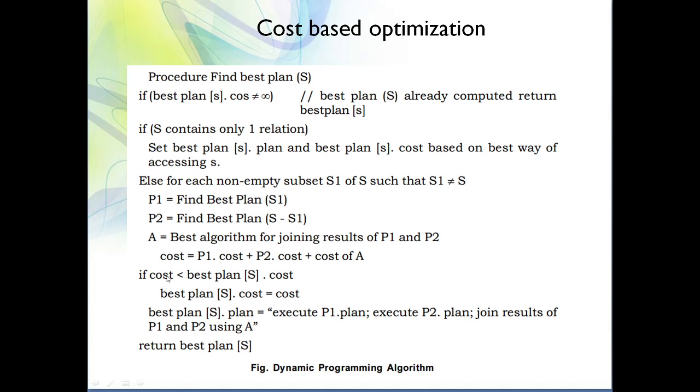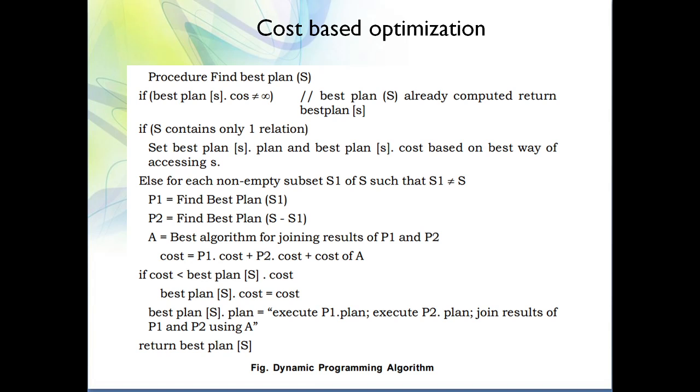That means suppose this cost is less as compared to the previous cost, then we can assign it, and we just find the best plan: S.plan equals execute P1. This is for plan P1, this for plan P2, and joining the result of P1 and P2. So in this way it will return the best plan for S. So this is what a dynamic programming algorithm looks like in the case of cost based optimization, which helps us get to know which one is a better way of joining the tables.